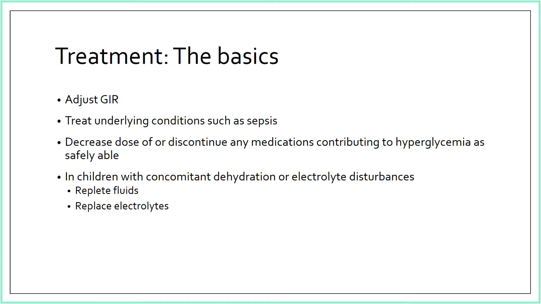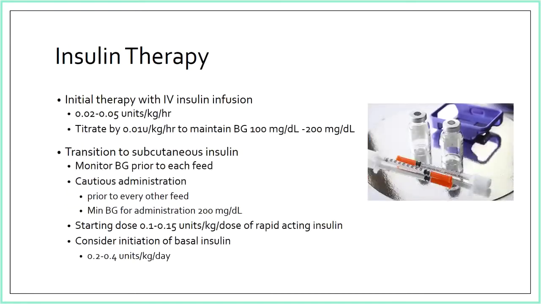The treatment, just the basics we talked about. First of all, adjust the glucose infusion rate. Treat any underlying conditions that are present, such as sepsis. Decrease the dose of or discontinue any medications contributing to hyperglycemia as safely as you are able to do so. And then in children with concomitant dehydration or any electrolyte disturbances, you want to replete fluids and replace electrolytes. We all know that. But then we come to insulin therapy.